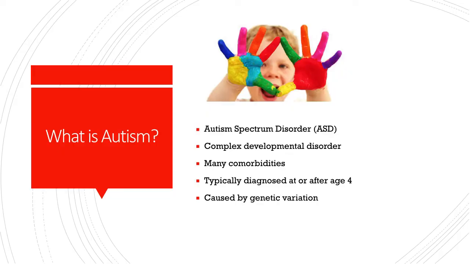Autism spectrum disorder, or ASD, is a complex developmental disorder that starts early in life. The disorder presents with persistent social deficits and restricted, repetitive types of behaviors, interests, or activities. Individuals experience a host of comorbidities such as intellectual disability, seizures, epilepsy, ADHD, anxiety, gastrointestinal conditions, and sleep disturbance, to mention a few. The typical time of diagnosis is at or after 4 years of age, but can be as early as 2 years of age.